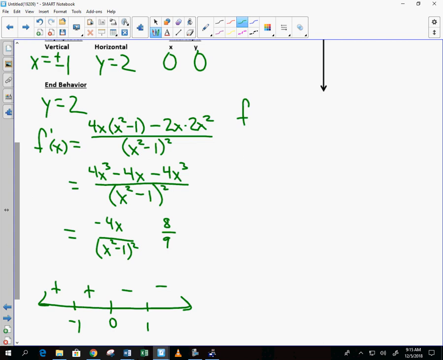All right, so here's where we go. F double prime: derivative of the top, times the x squared minus 1 quantity squared, minus the top, so plus 4x, times the derivative of the bottom.